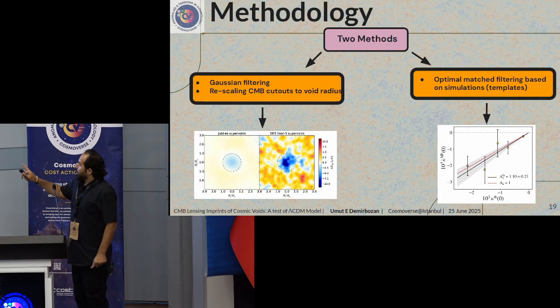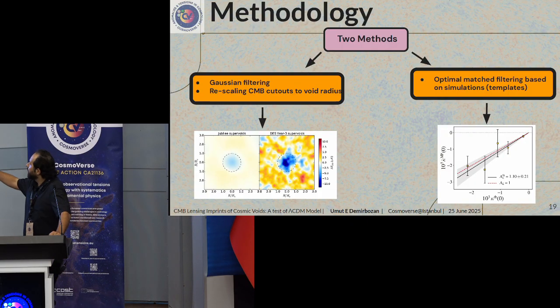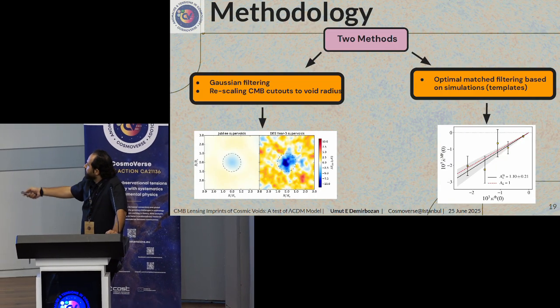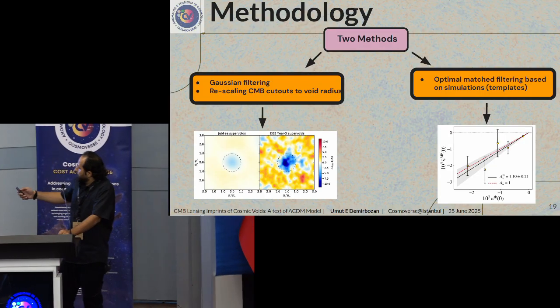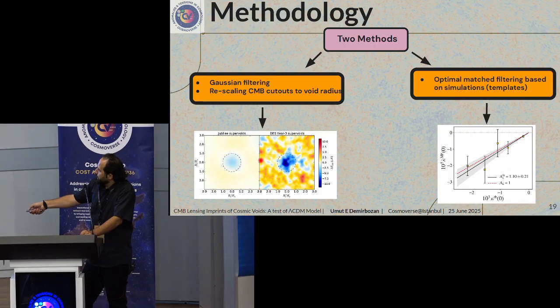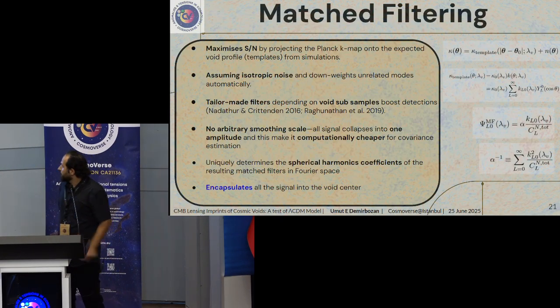So there are two main methods when you're doing these studies. One is the rescaling, and this has been used in ISW studies. On the right is the matched filter. Also when you do this, you can rescale the void radius, or you may not rescale the void radius. So let's talk about that.